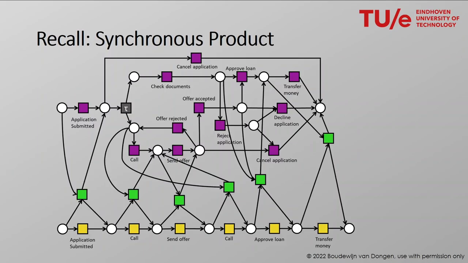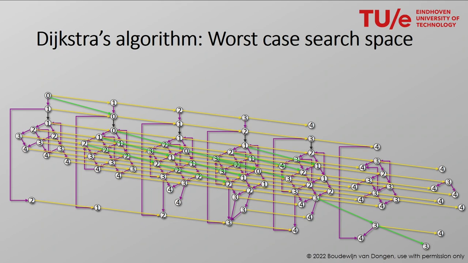So we have a synchronous product. We've seen this one before. It's the same synchronous product that we had yesterday, and now we're looking for a shortest firing sequence from the initial marking to the final marking. And this is the search space that we looked at yesterday. But yesterday we looked at the entire graph.